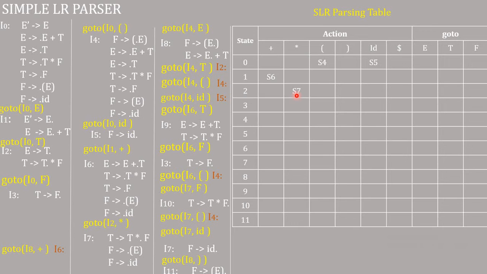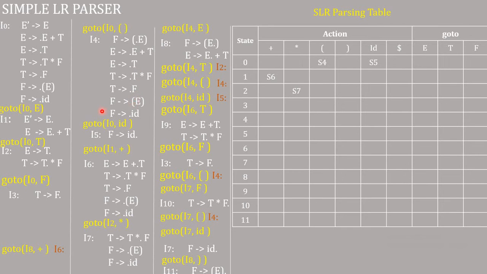Then let us proceed further. You don't have any other operation here. And for I3, you don't have any production in which dot is followed by a terminal. So you cannot go with any shift operation for this third row. Then let us go with I4. For I4, let us look for the production in which dot is followed by a terminal. So here it is dot followed by a non-terminal, dot followed by a non-terminal, dot followed by a non-terminal. So all these productions have dot followed by a non-terminal.